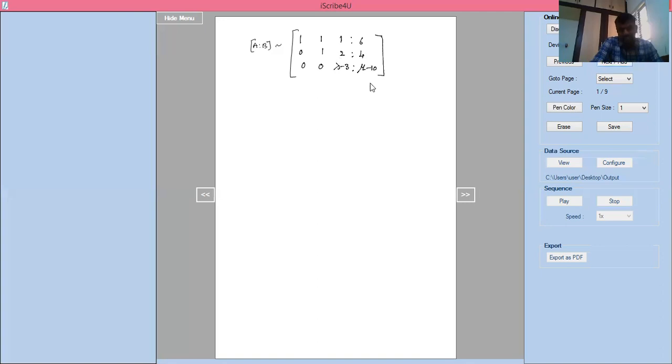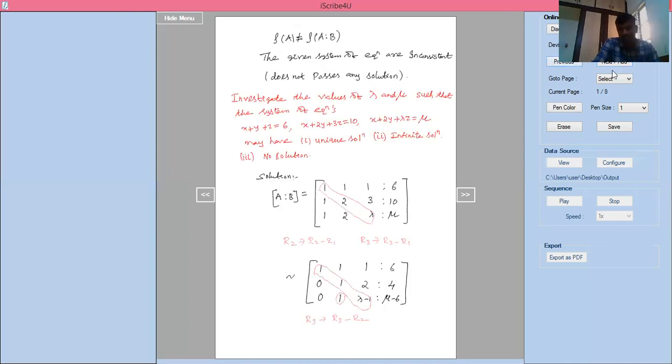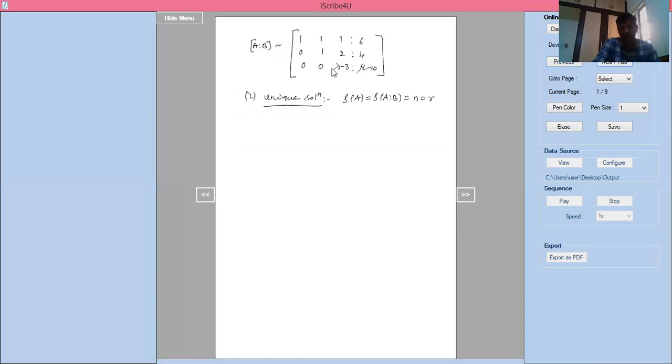When rank of A and rank of A is to B are the same, first they give a unique solution. If you want a unique solution, rank of A and rank of A is to B should both be the same and equal to the number of variables. So the condition for a unique solution is rank of A equal to rank of A is to B equal to n equal to r. Here the number of variables is 3, so the rank should be 3.